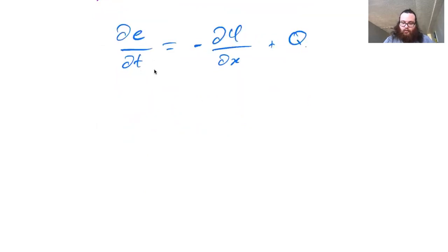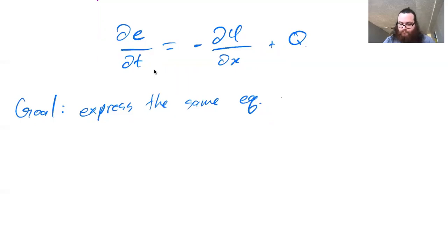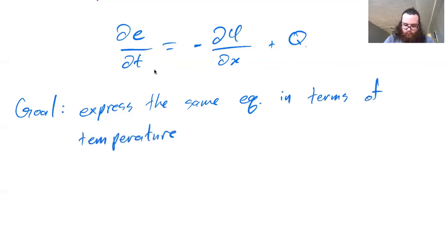And so, as I said before, our goal is going to be to, instead of using a thermal energy density, use something that we're a little more comfortable with. So the goal now is to express the same equation in terms of temperature. And what notation are we going to use for temperature? Well, that's going to be U of x comma t.